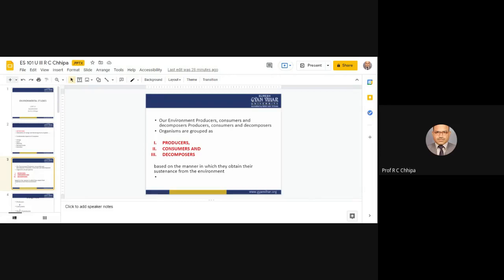80,000 species, either plants or animals, those are needed for the purpose of the food. So certainly plants are also the part of our sustainable life.